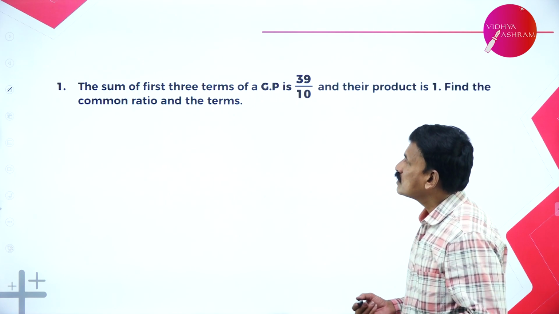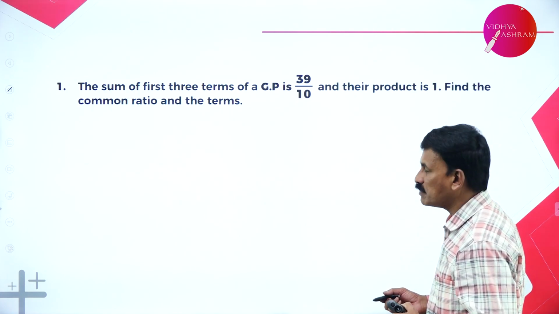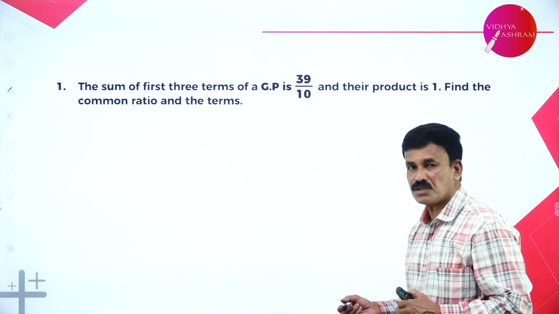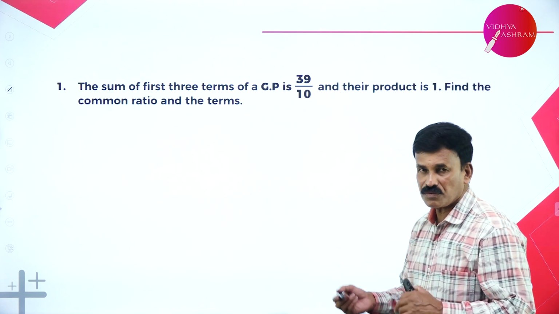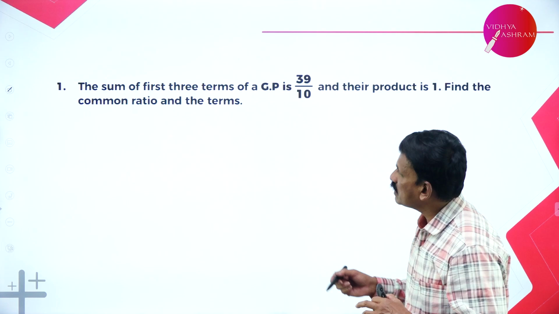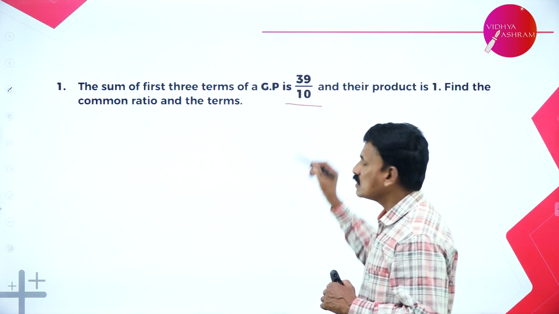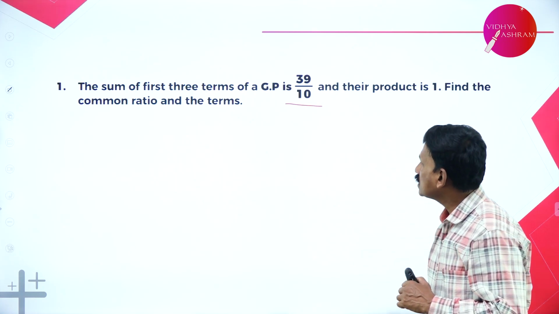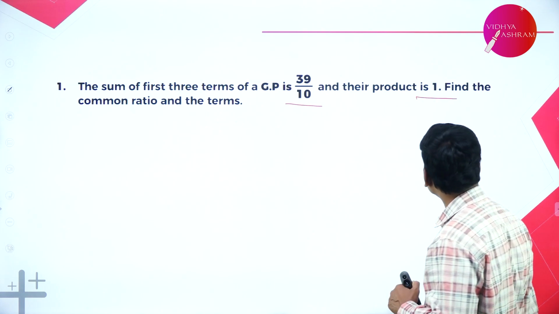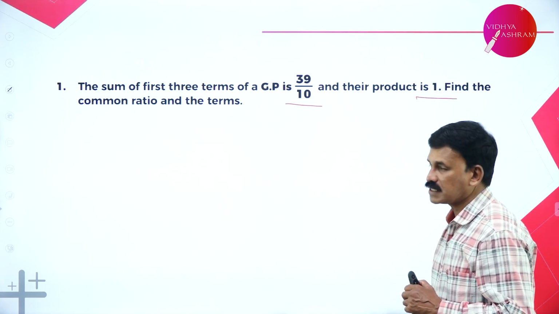Now, first, the sum of first three terms of a geometric progression is 39 by 10 and their product is 1. Find the common ratio and the terms. We have discussed this type of problems in the last class itself. Let me take a similar type problem. The sum of first three terms of a GP is 39 by 10 and their product, if you multiply, you will get as 1. If such is the case, find the common ratio and the terms.